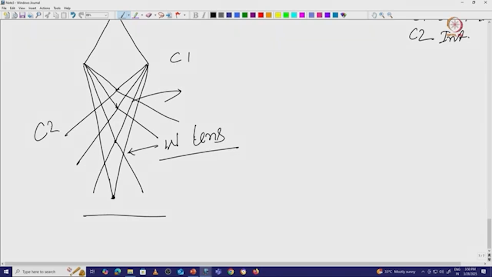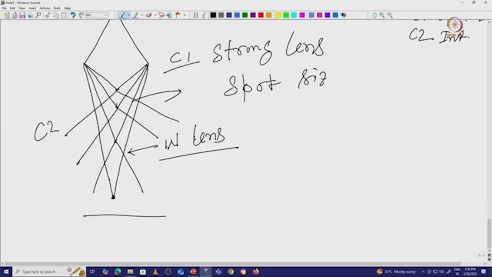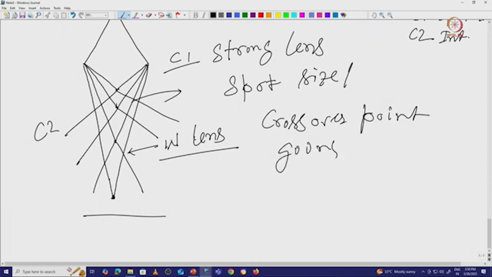So here you can see that if we use a very strong magnetic field, your crossover point is going up. In this particular case, when you have a strong lens current, your spot size is changing. This is your spot size, and the spot size is changing, and this crossover point is going up here.